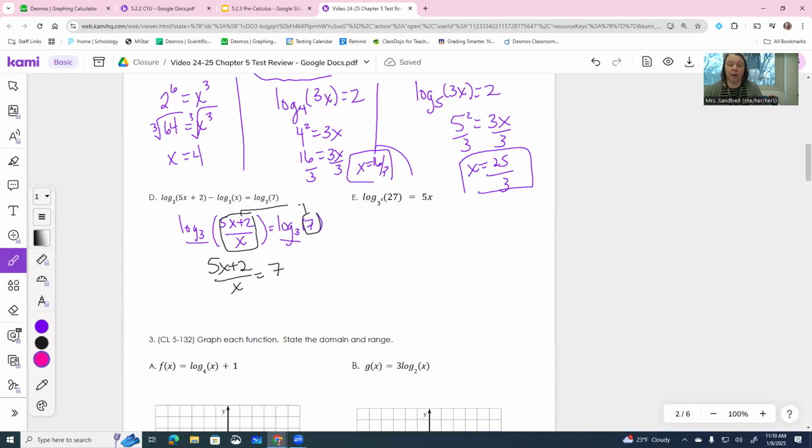I don't like this divided by x here, so I'm going to multiply both sides by x. So I have 5x plus 2 equals 7x. And then I'm going to subtract this 5x over, and I'm going to have 2 equals 2x. And when I divide both sides by 2, I get that x is 1.